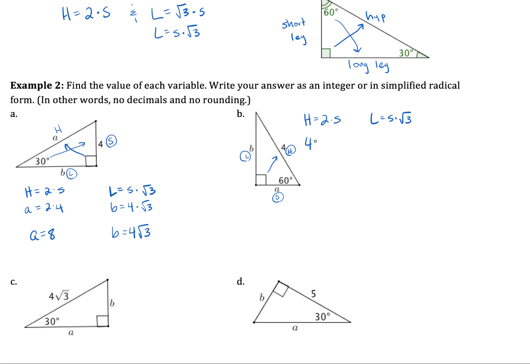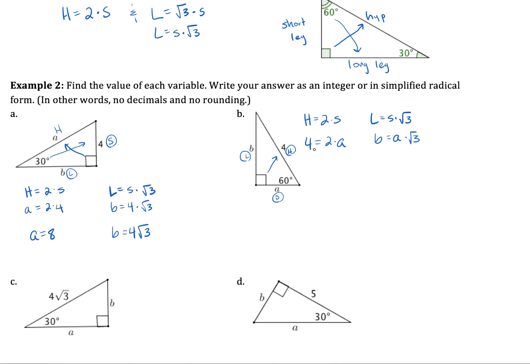H is 4, equals 2 times S, which I said was A. Okay, that doesn't look like it's going to be too bad. I should be able to solve that. I'll come back to it in a second. L is B, equals short leg, which is A, times the square root of 3. Okay, so I see I have a problem here. I have two unknowns in this formula right here.